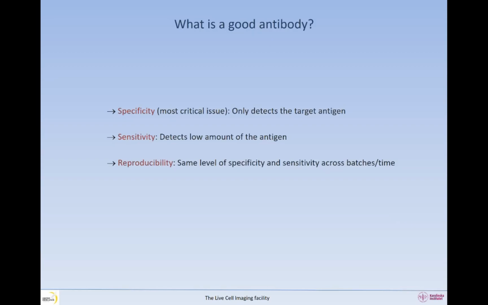Okay, so how can we validate our antibody for immunostaining and check its specificity, sensitivity, and reproducibility? So let's start with the Western blot. With specificity, Western blots are widely used to determine the specificity of an antibody. They are easy and cheap to perform, and they will show you that the antibody binds to the antigen, and it has the expected size.